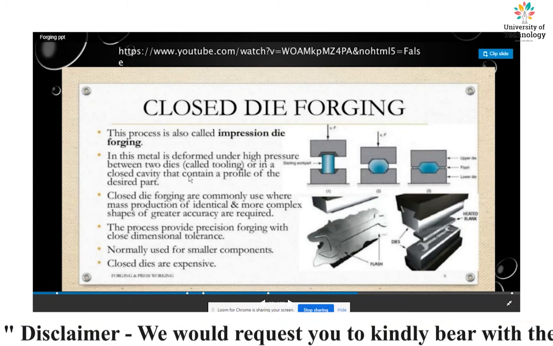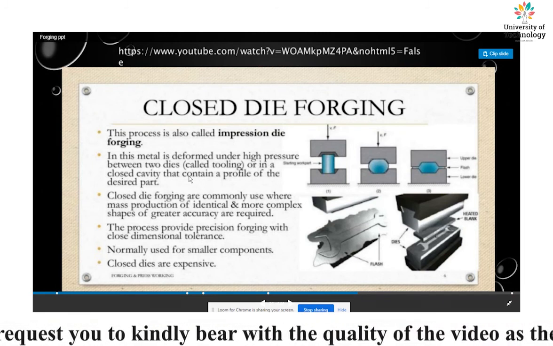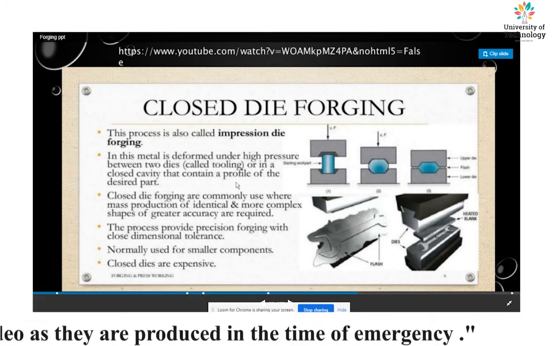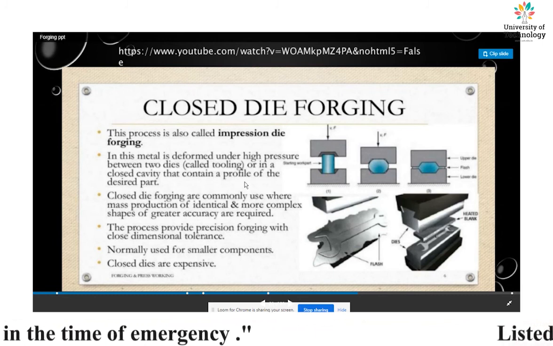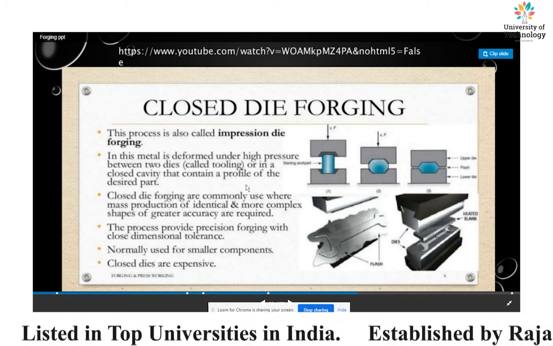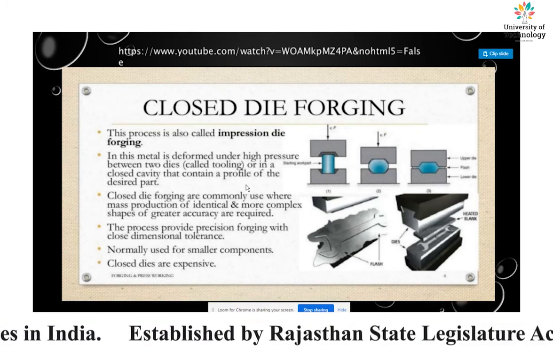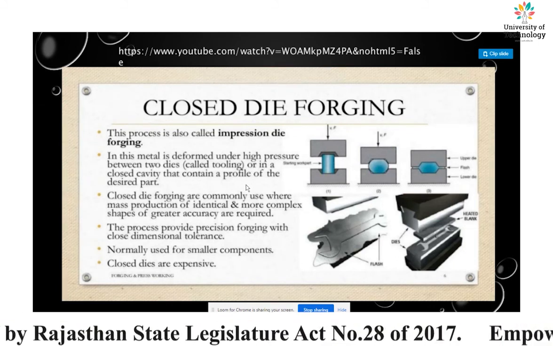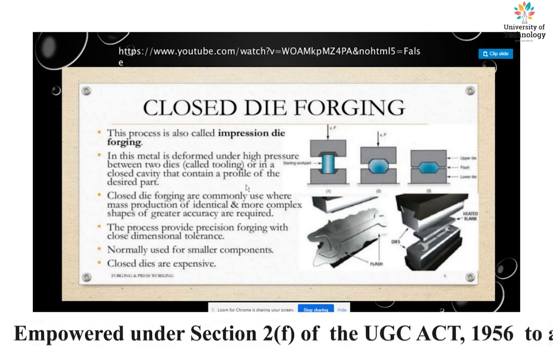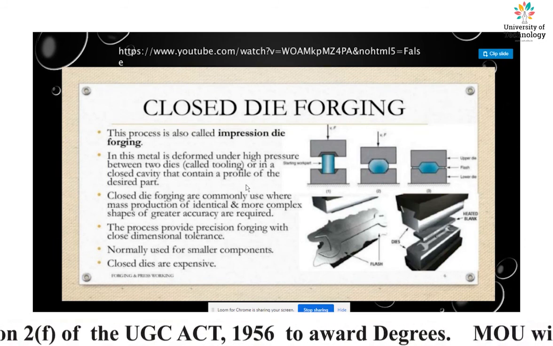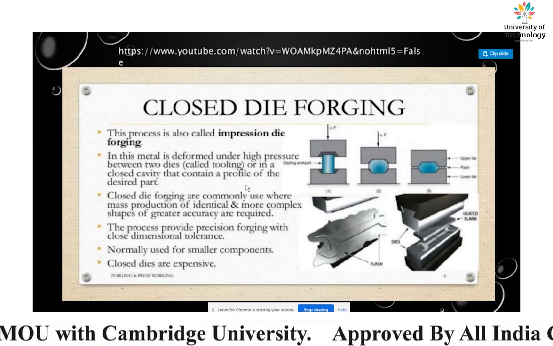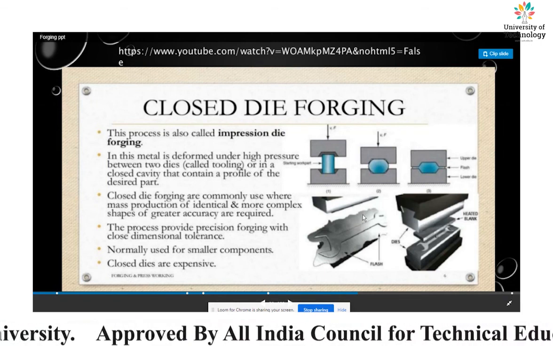In this, metal is deformed under high pressure between two dies or in a closed cavity that contains a profile of the desired part. Closed die forgings are commonly used where mass production of identical and more complex shapes of greater accuracy are required. The process provides precision forging with close dimensional tolerance, normally used for smaller components. The closed dies are expensive, and the figure is shown in this slide.